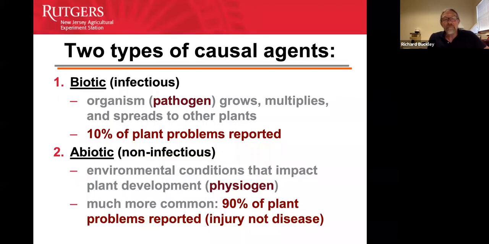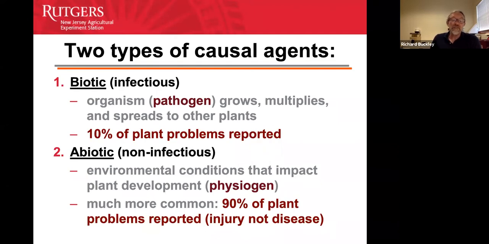Now, when we talk about pathogens or disease-causing agents, we have living organisms that grow, multiply, and spread from plant to plant. So when you're looking at this, we call pathogens, we call it infectious disease. Only about 10% of the plant problems reported are caused by living organisms. It's kind of interesting to me because most of us think that that number's a lot higher. We also have what we call abiotic or non-infectious disease. I prefer the term injury as opposed to disease. I think disease implies the triangle model.